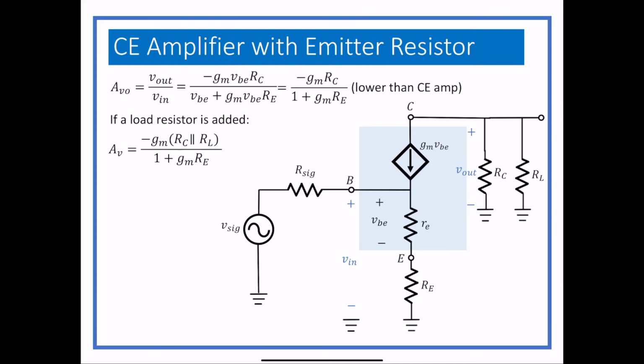And then again, the overall gain is not equal to AV because this is a BJT-based amplifier. So we have a voltage divider where we take Rin over Rin plus R signal times AV. Rin is going to be something different than it was with the previous amp, but it's the same general idea. Once we find Rin, we just take Rin over Rin plus R signal times whatever AV is.